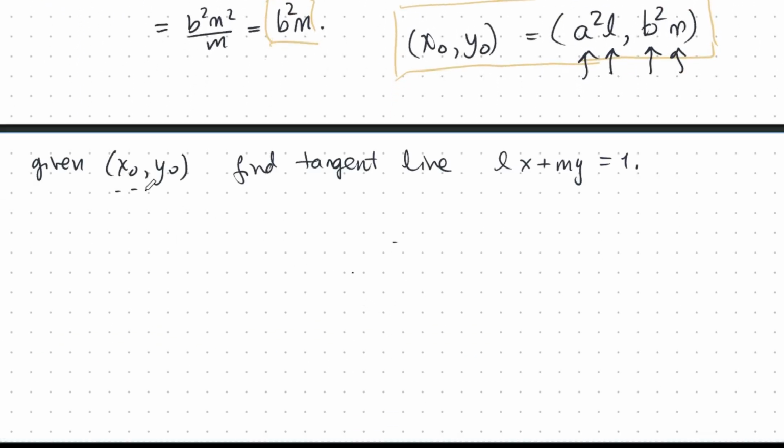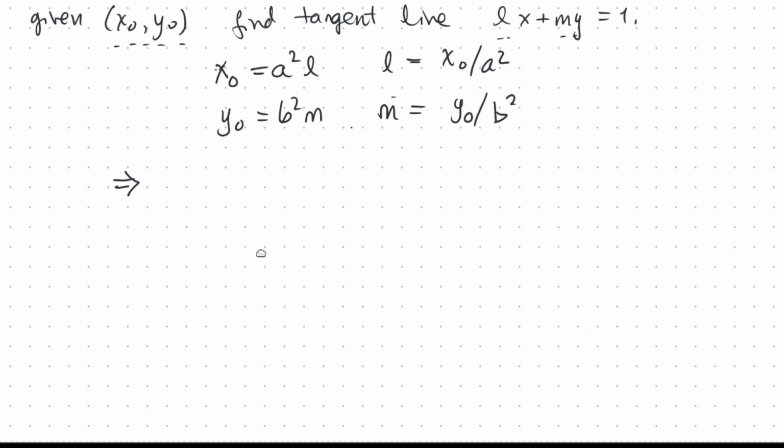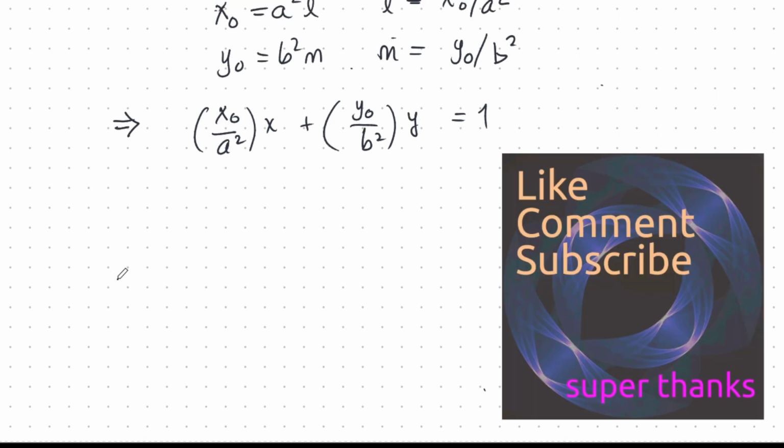All right, now let's solve it the other way around. Given that you know this point, x0, y0, what are the coefficients in this tangent line? Well, that's really easy to do because I can equate these coefficients. I can write x0 as a squared L, and from this I immediately get L, and y0 is b squared m, and from this I immediately have the solution for m. And so my tangent line equation looks like this. Okay, very amazing. I really like this, with and without calculus.